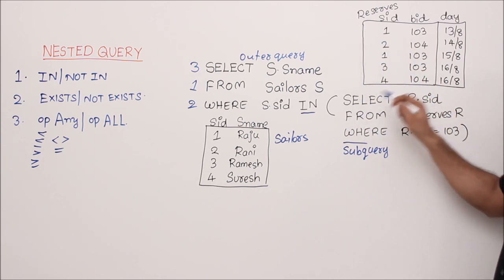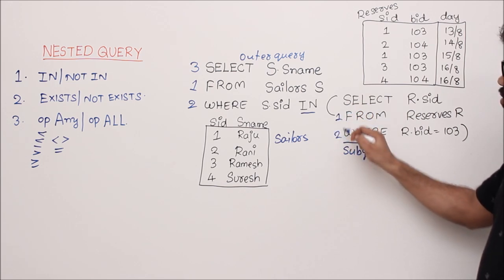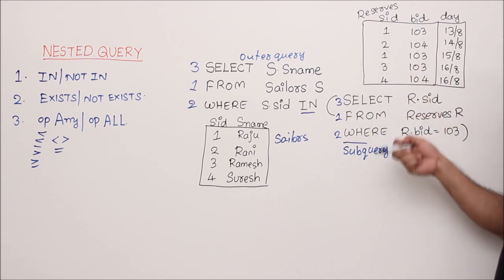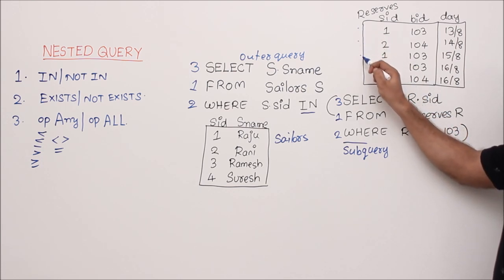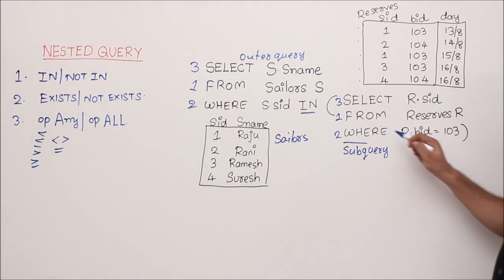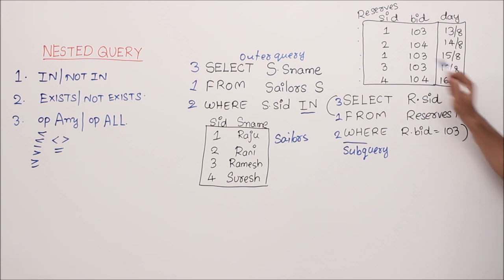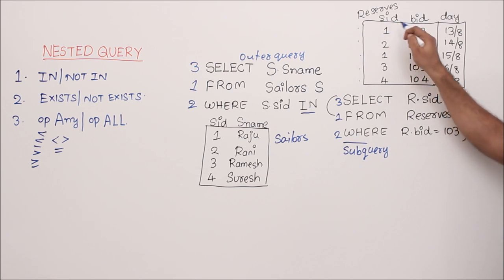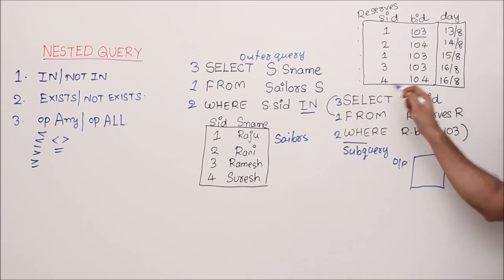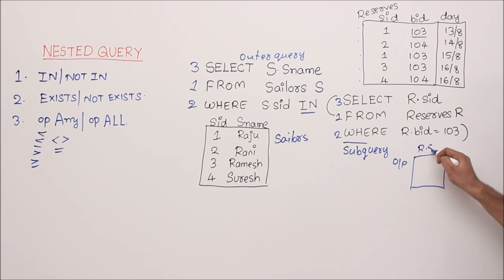How will this query be evaluated? Again step number 1, step number 2, step number 3. Step 1: take the reserves table. Now iterate over all the tuples, which means every tuple should be processed. Take every tuple and apply the where condition: whenever r.bid equals 103 on the tuple, print the corresponding sid. Here it is 103, so the sid will be printed. I am writing the output now. This is a temporary output, not a permanent one, which is nothing but r.sid.